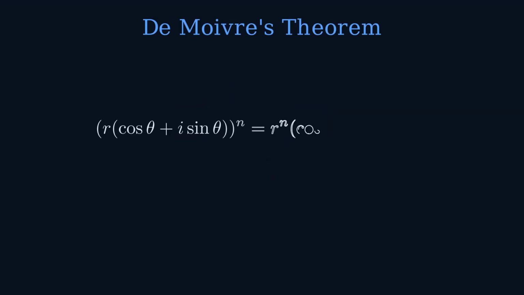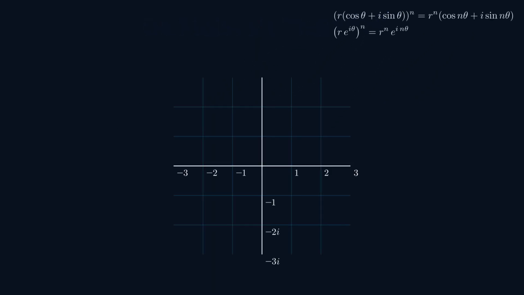De Moivre's theorem is a powerful tool that connects complex numbers and trigonometry. It tells us how to raise a complex number in polar form to any integer power n. Geometrically, when we raise a complex number z to the power n, we raise its magnitude to the power n and multiply its angle by n.